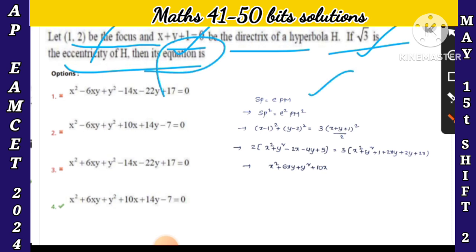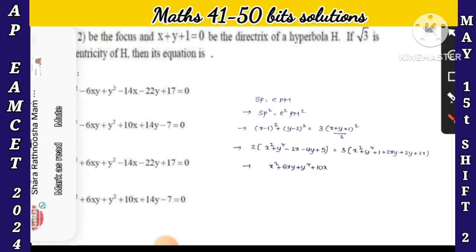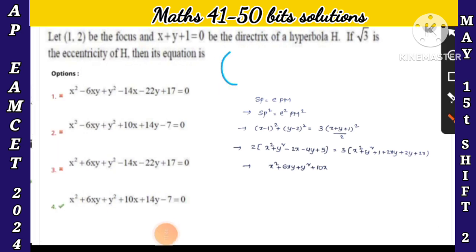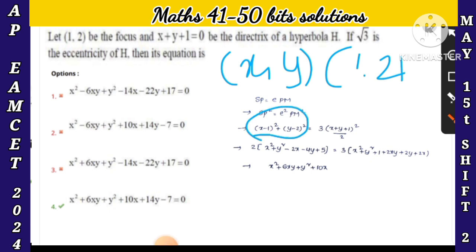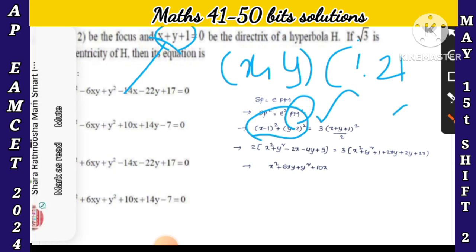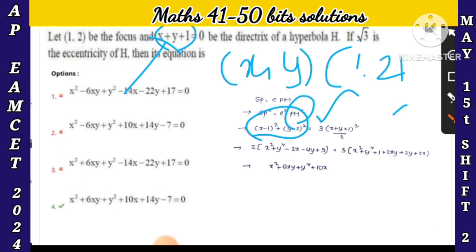What is the definition of the hyperbola? SP is equal to e into PM, then SP square is equal to e square into PM square. SP square is the distance between P and S. P is equal to point (x, y), and S is equal to (1, 2). The distance SP square is equal to (x minus 1) whole square plus (y minus 2) whole square. Root 3 whole square is equal to 3. PM is equal to the perpendicular distance from P to this line, that is (x plus y plus 1) by root 2 whole square. Okay. Now taking the simplification, you get the values like that.